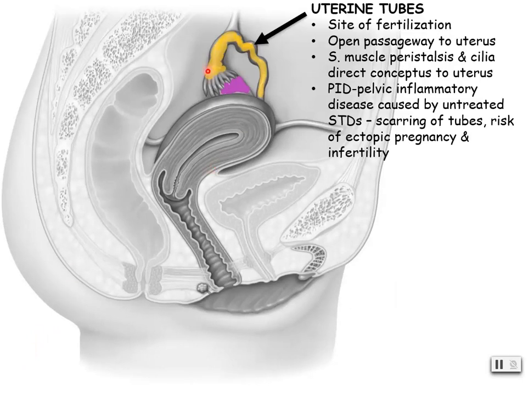And so these are the uterine tubes. They also are called fallopian tubes. That's after Gabriel Fallope, if you want to call them fallopian tubes. In veterinary science, often they are called oviducts as well. But the big function of this is the site of fertilization. It is also an open passageway to the uterus.